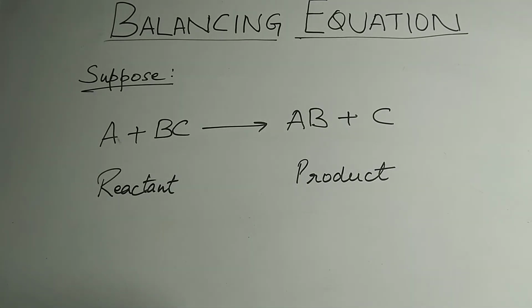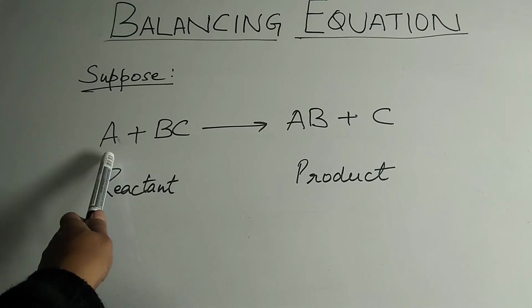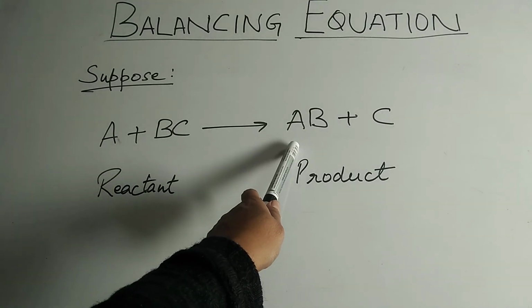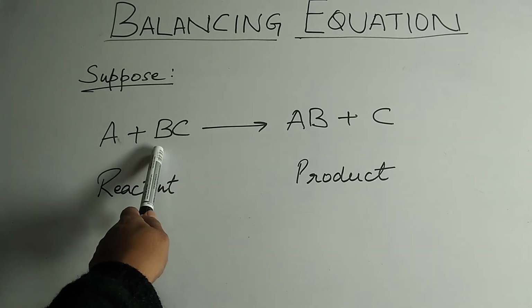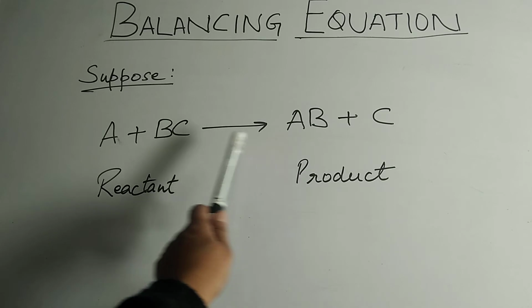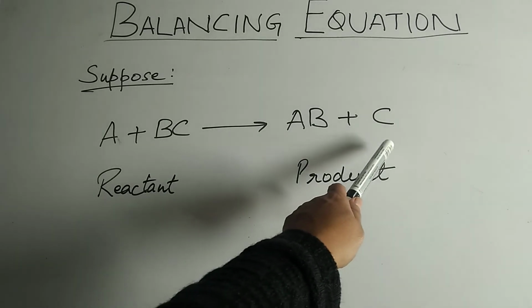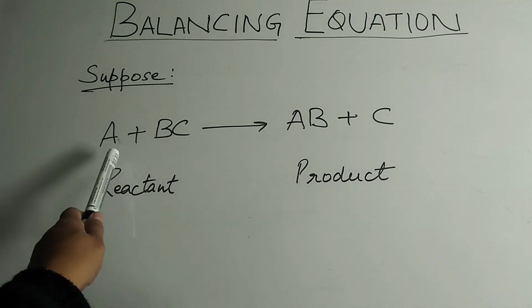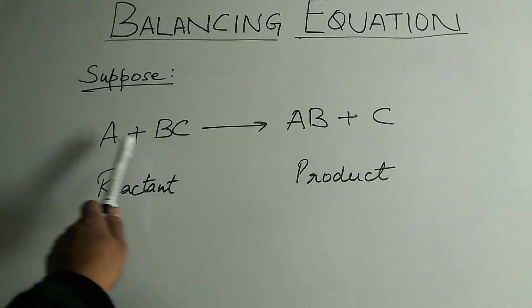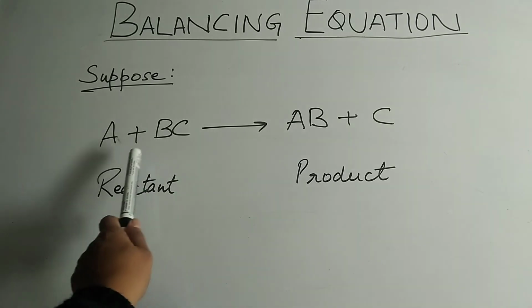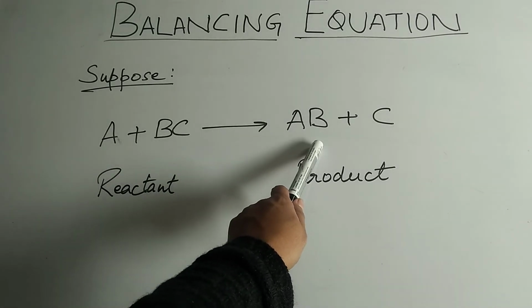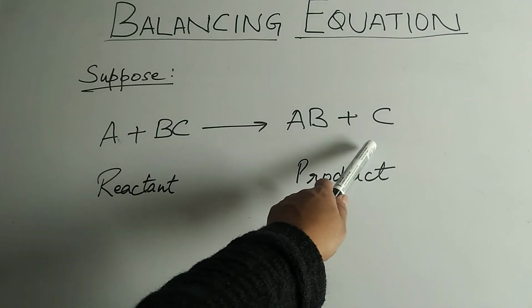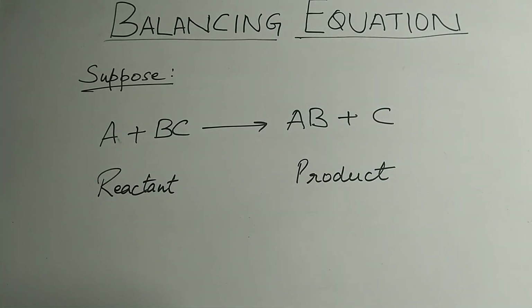So for balancing, we need to see that the number of atoms of A on this side are equal to the number of atoms of A on this side. The number of atoms of B on this side are equal to the number of atoms of B on this side. The number of atoms of C on this side are equal to the number of atoms on this side. This is what we are going to see, right? As of now, we can say this equation is balanced because here the number of A atoms is 1, here also the number of atoms is 1. B has one atom, here also B has one atom, here C has one atom, and here also C has one atom. So we can say that this equation is balanced.